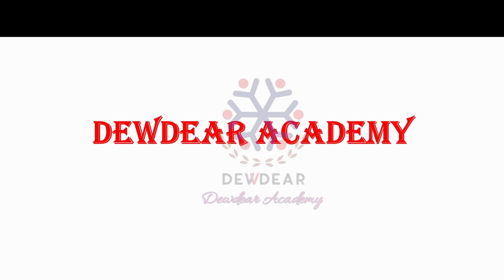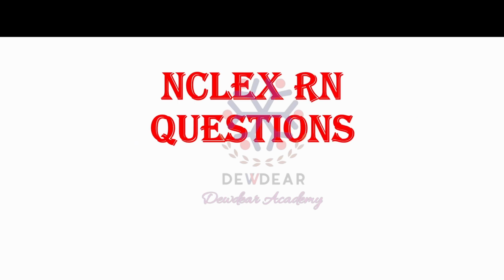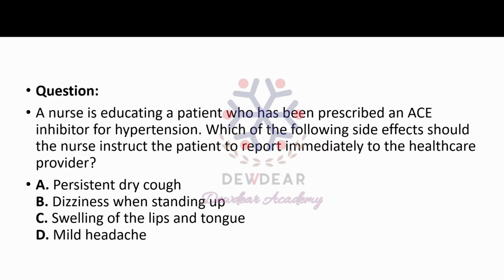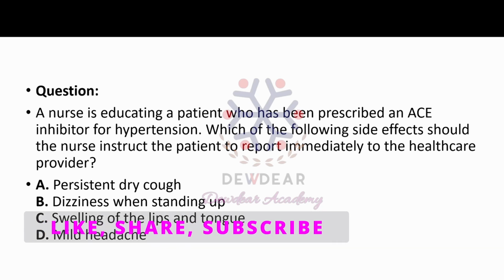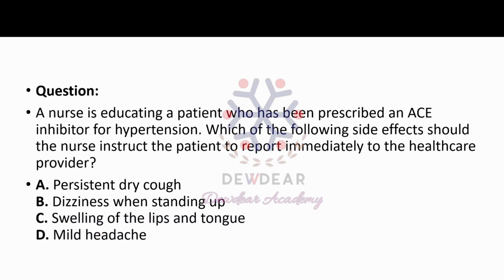In this video, I have come up with an NCLEX RN question. The question is, a nurse is educating a patient who has been prescribed an ACE inhibitor for hypertension. Which of the following side effects should the nurse instruct the patient to report immediately to the healthcare provider?